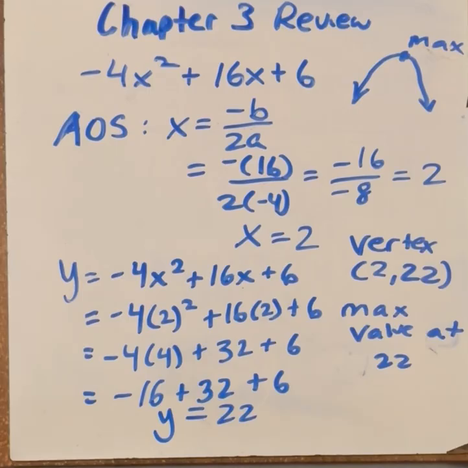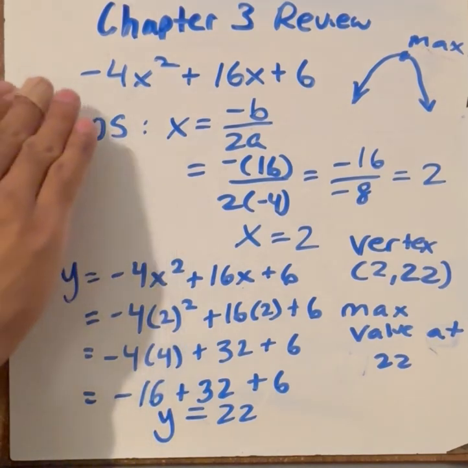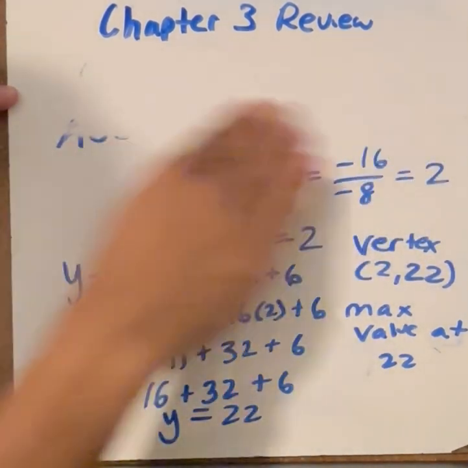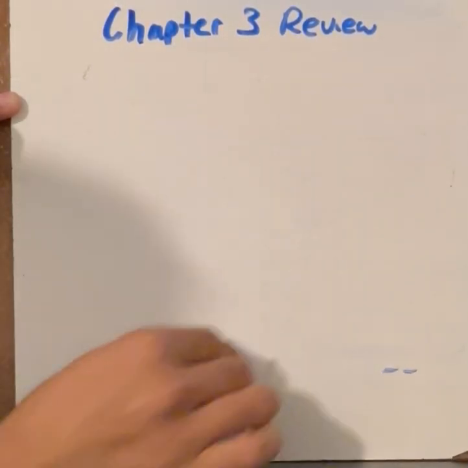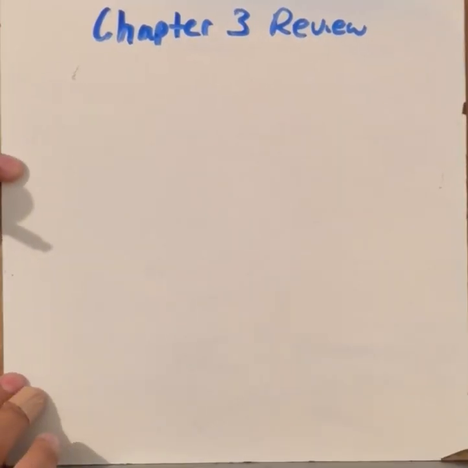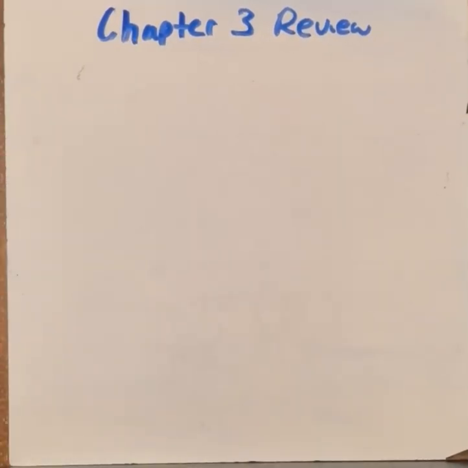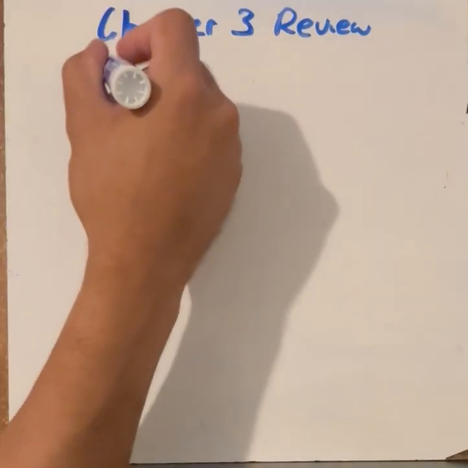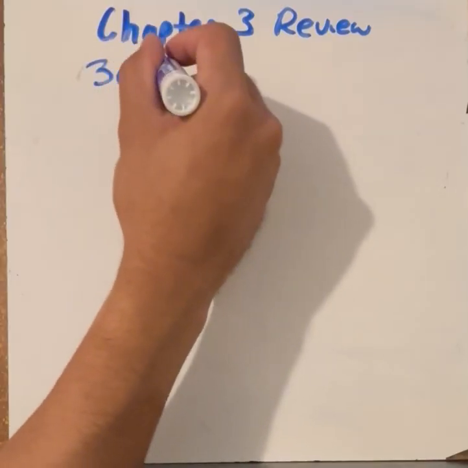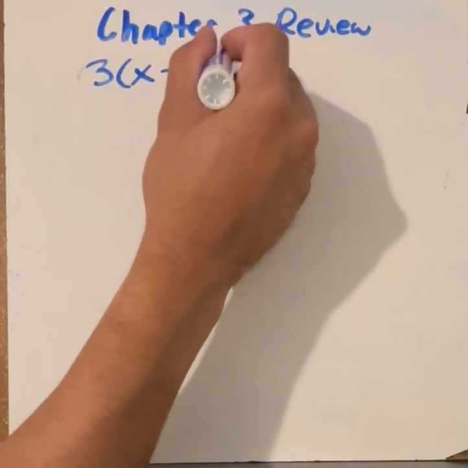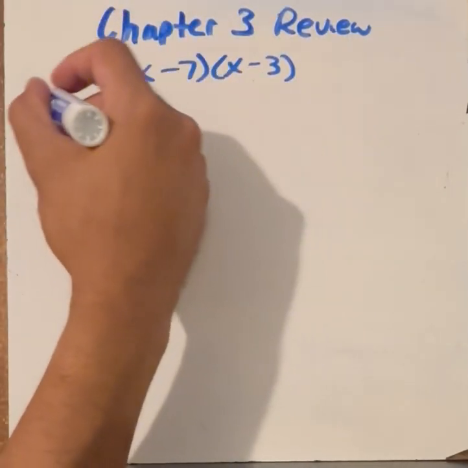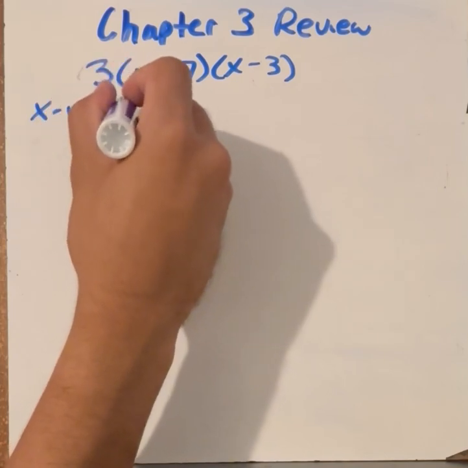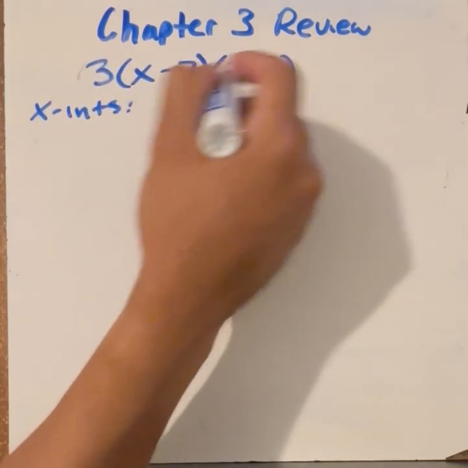Okay, so I'm going to take a look at number 12. Okay, number 12 says graph the quadratic function labeled the vertex, axis of symmetry, and x-intercepts based on this equation that we have in a x minus p x minus q form. So 3 times x minus 7 times x minus 3. Okay, so the first thing we need to find is our x-intercepts. And the way that we do that is we set x minus 7 equals 0 and x minus 3 equals 0.